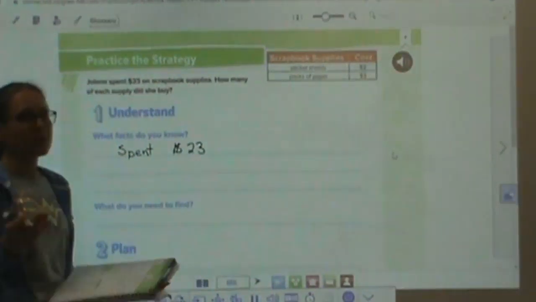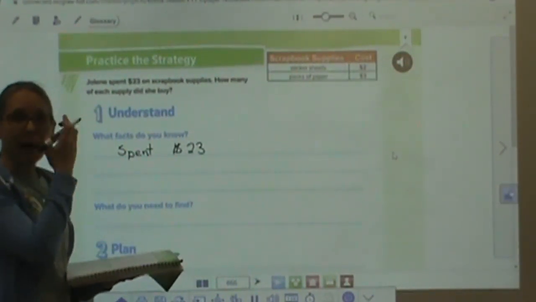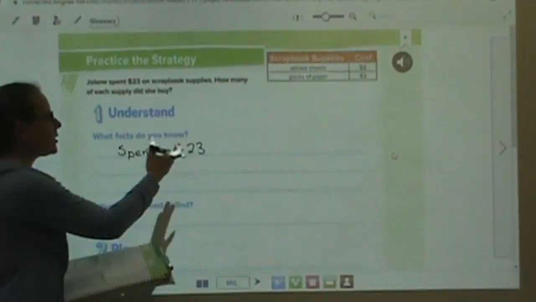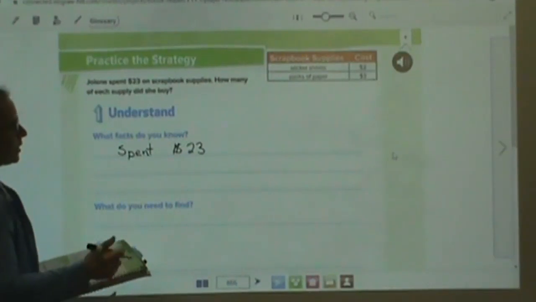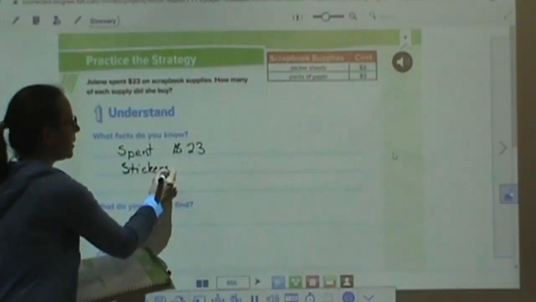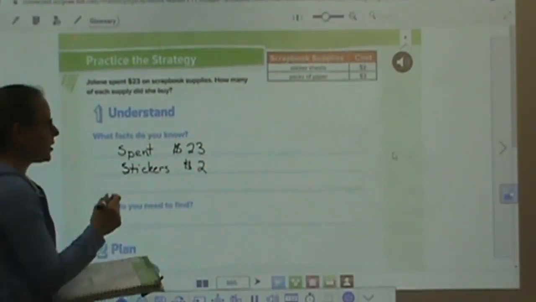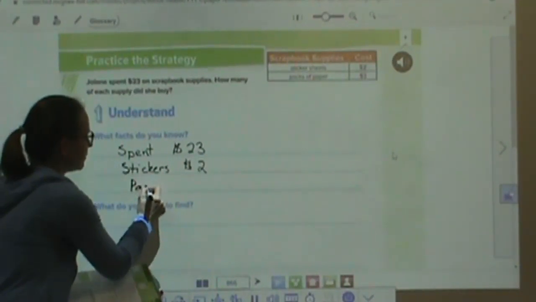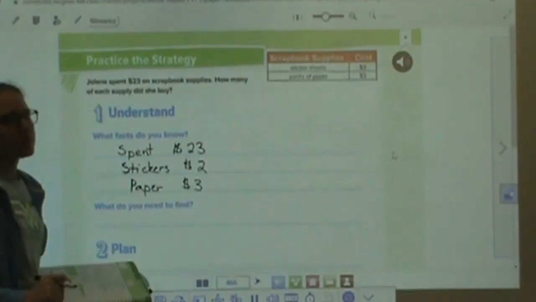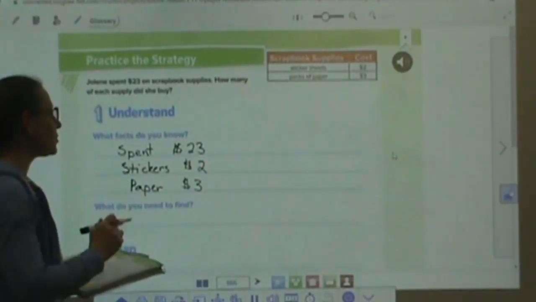So go ahead and write, that's the total that she spent. That's what we're going to figure out. What did she buy that was worth the $23? Now we also know from this chart up here that stickers cost $2 a sheet. And we also know that paper cost $3 a sheet. It's always good to write your information in one spot. That'll help you out. So what do we need to find?